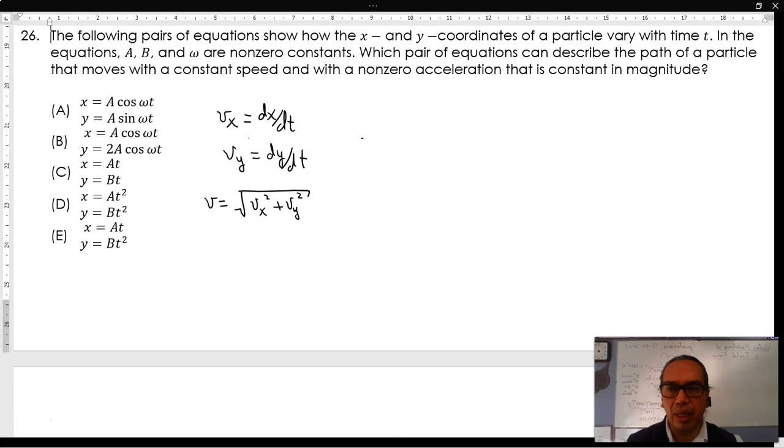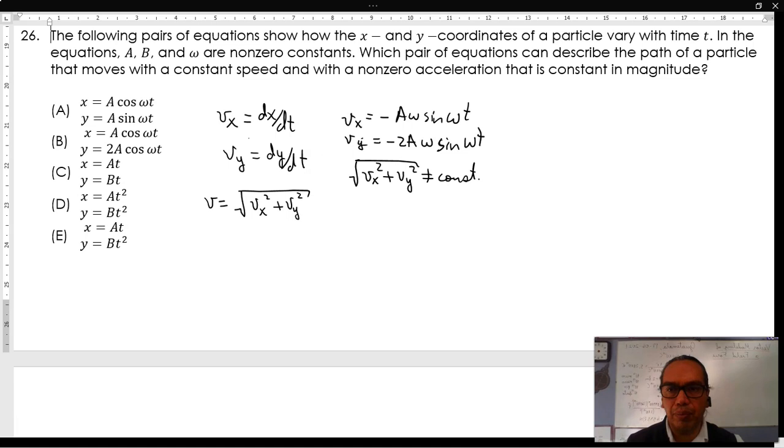Now, in the case of option B, what we have is Vx is minus a omega sine of omega t, Vy is minus 2a omega sine of omega t. Clearly, the Pythagorean theorem with these values will not yield a constant.